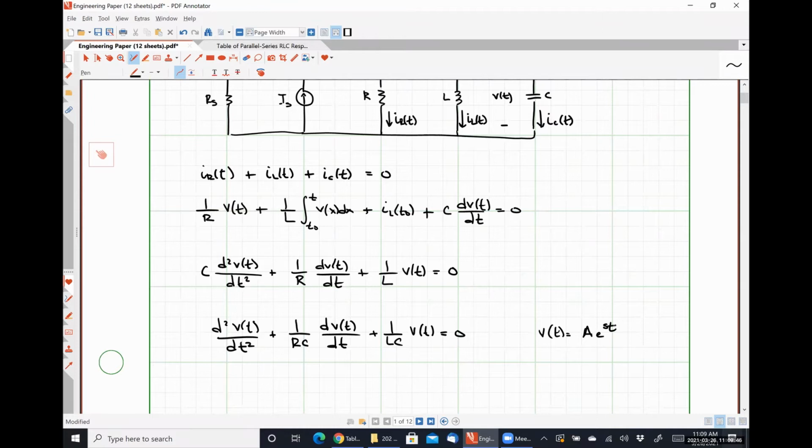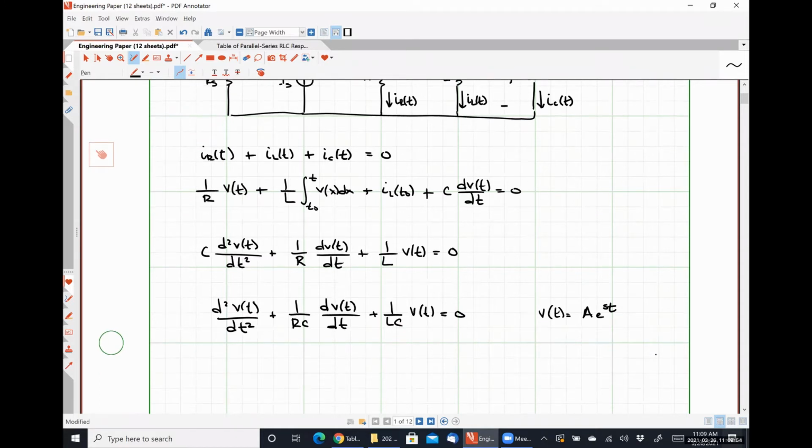And we're going to use this exact same guess value here and see what falls out. So if I substitute A e to the st into my second order differential equation, what am I going to have for the second derivative? What happens when I take the first derivative of an exponential function? Let's start there. I'll pull out an s. So when I take the second derivative, what's going to happen? I pull out another s. So it's just s squared A e to the st plus 1 over RC times s A e to the st plus 1 over LC times A e to the st is equal to 0.